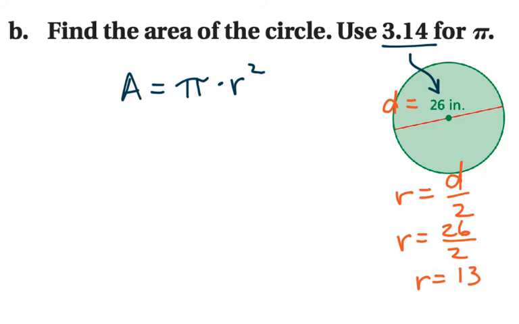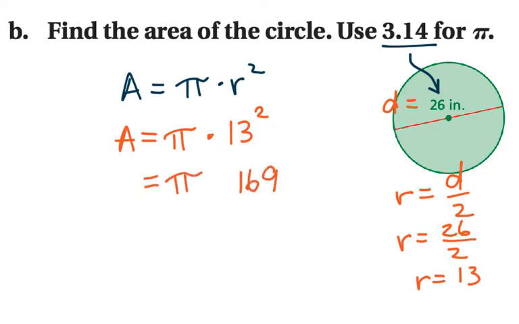Now we are ready to substitute in our radius into our formula. So we'll have pi times 13 squared. 13 squared is actually equal to 169, so we're going to take pi times 169. And as we mentioned already, we will use the approximation of pi of 3.14. And once we finish this calculation, we'll finally have our area and be all set to go. That's all there is to it.